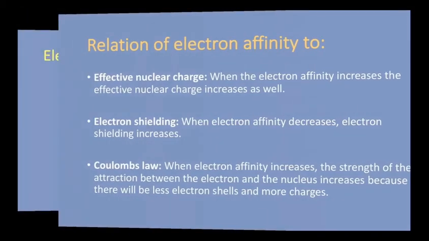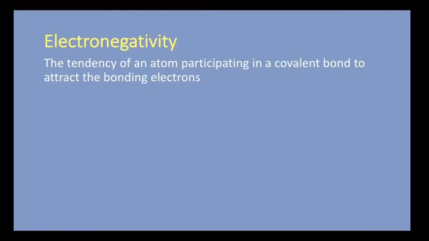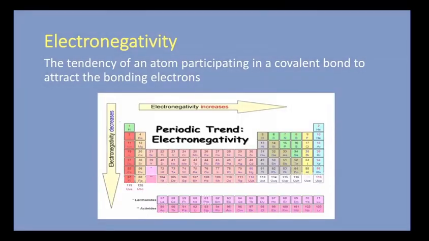The next trend I'm going to be talking about is electronegativity. Electronegativity is the tendency of an atom participating in a covalent bond to attract the bonding electrons. Shown in the figure, electronegativity increases going across a period from left to right and decreases going down a column from up to down.